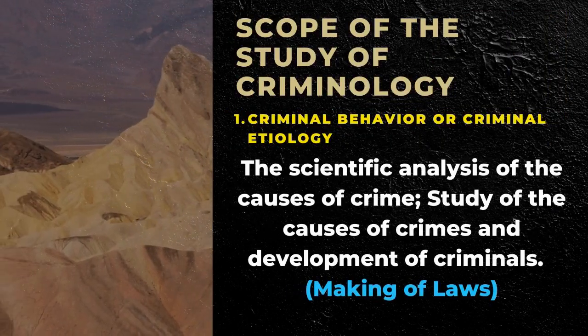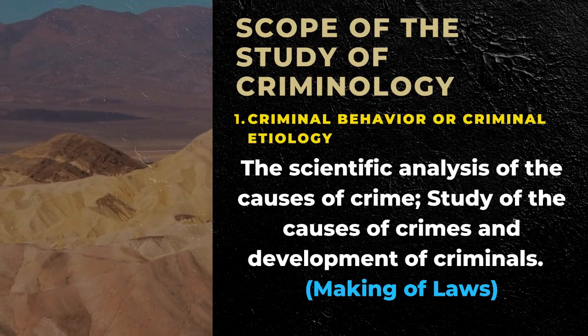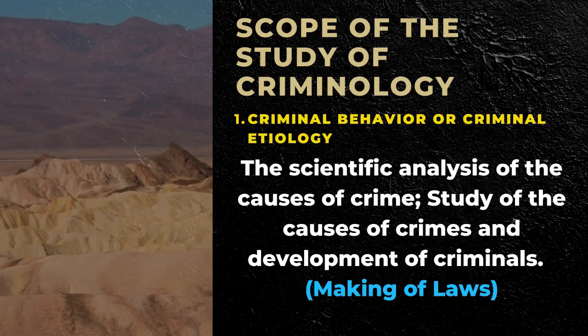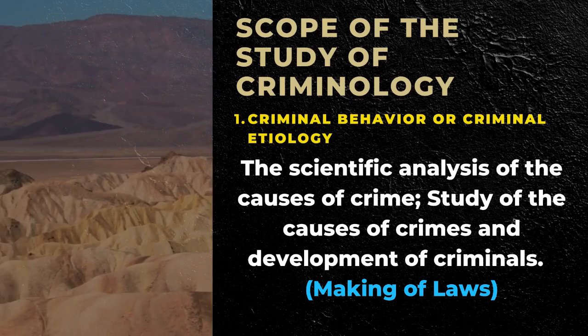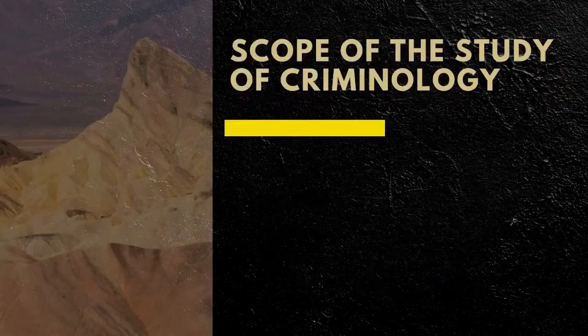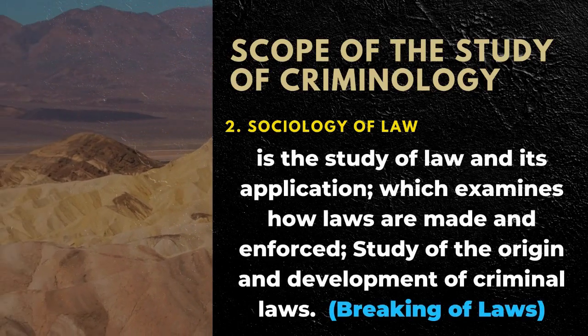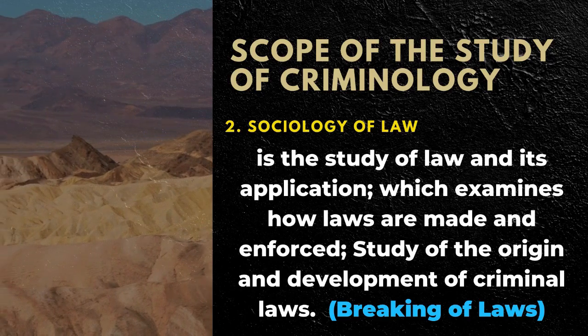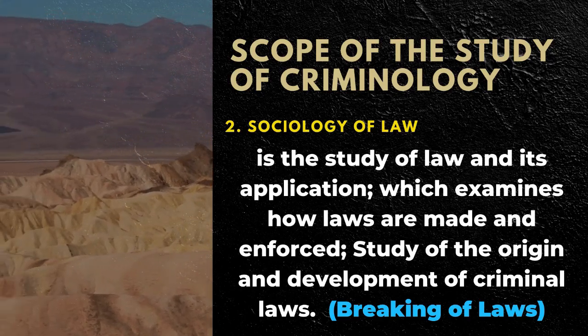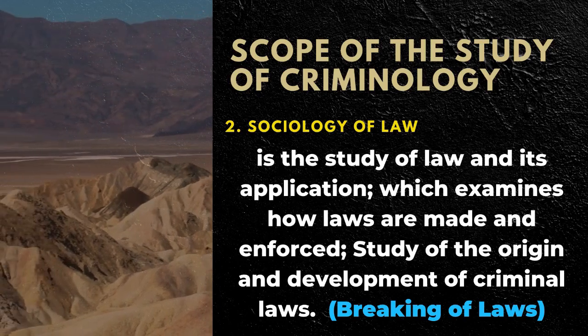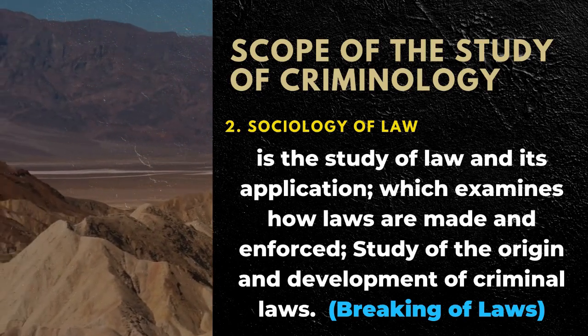1. Criminal behavior or criminal etiology is the scientific analysis of the causes of crime, study of the causes of crimes and development of criminals, or known as the making of laws. 2. Sociology of law is the study of law and its application, which examines how laws are made and enforced, study of the origin and development of criminal laws, or the breaking of laws.